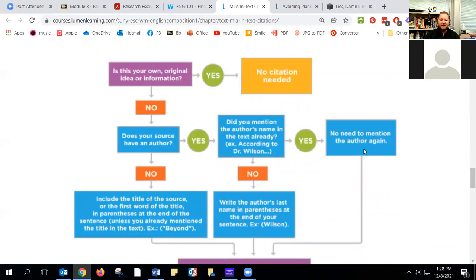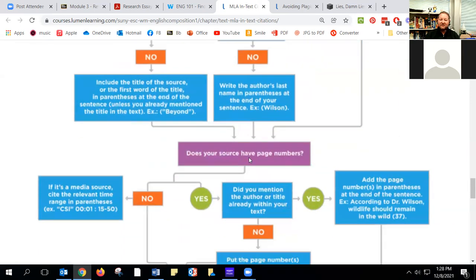Okay, there's no need to mention the author again, but does your source have page numbers? Oh yeah, it does have page numbers. Okay. Did you mention the author of the title already within your text? Yep. Then add the page numbers in parentheses at the end of the sentence. So like this example here. According to Dr. Wilson, wildlife should remain in the wild. Page 37, right?